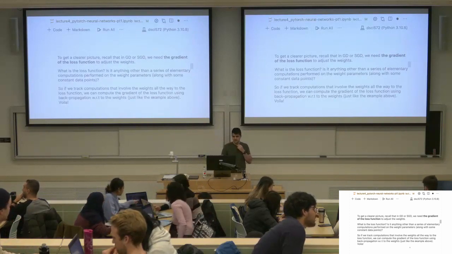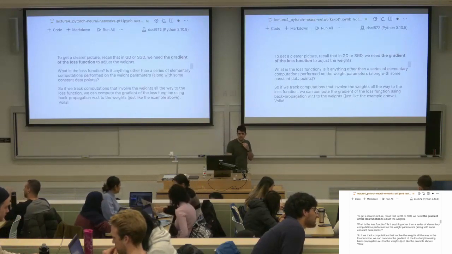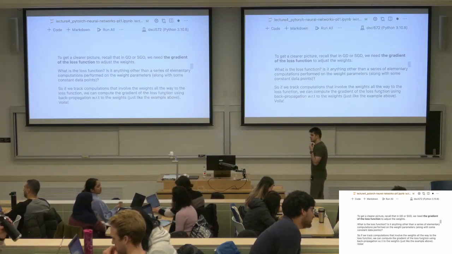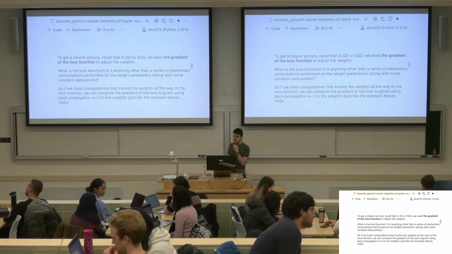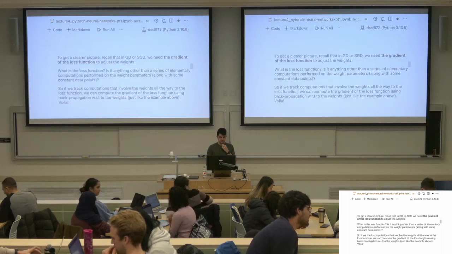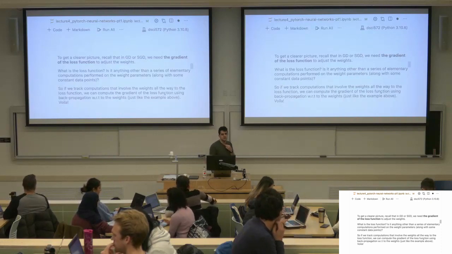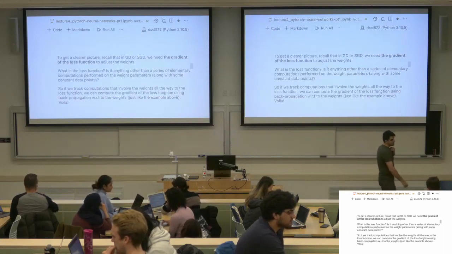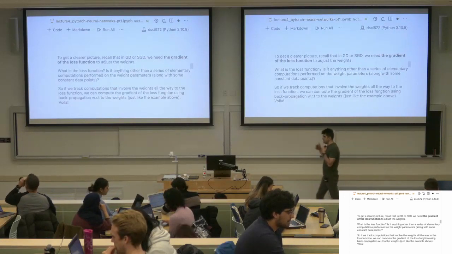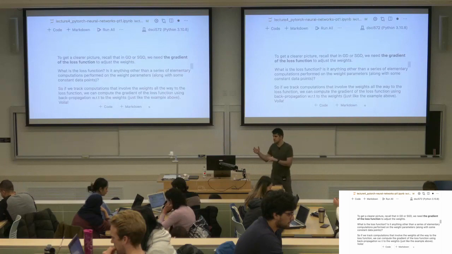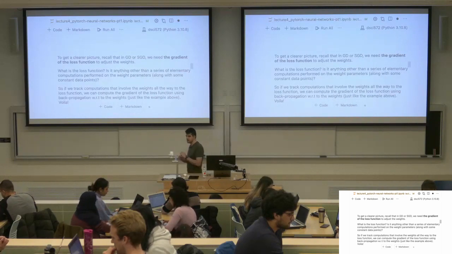Okay, so we've learned that in gradient descent and in stochastic gradient descent, we need the gradient of the loss function to adjust the weights. In order to see why automatic differentiation helps, think about it in terms of saying, okay, what is a loss function? Is it anything other than applying a series of mathematical operations on the inputs?